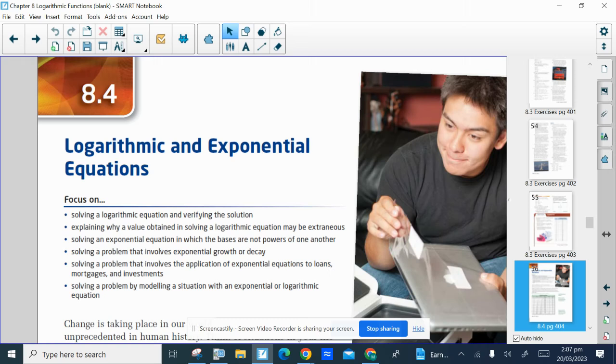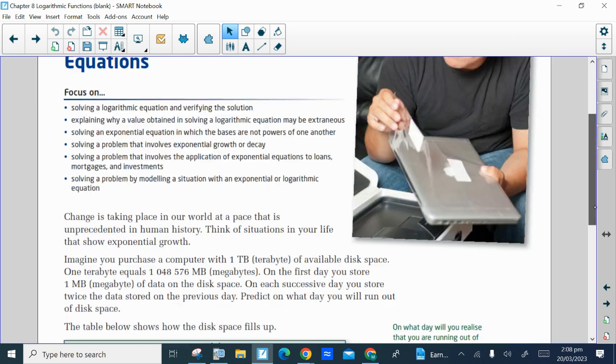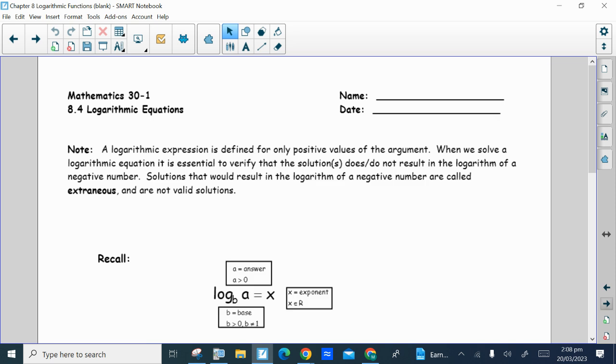Okay, so we're going to spend the next few classes looking at solving logarithmic and exponential equations. So we'll look at solving these and verifying the solution, explaining why a value obtained may be extraneous. We'll solve exponential equations in which the bases are not powers of one another. We're going to look at problems involving exponential growth and decay. Also applications relating to loans, mortgages, and investments, and solving problems by modeling a situation with an exponential or logarithmic equation.